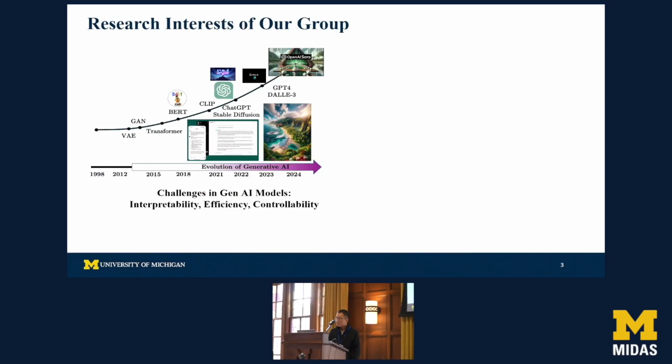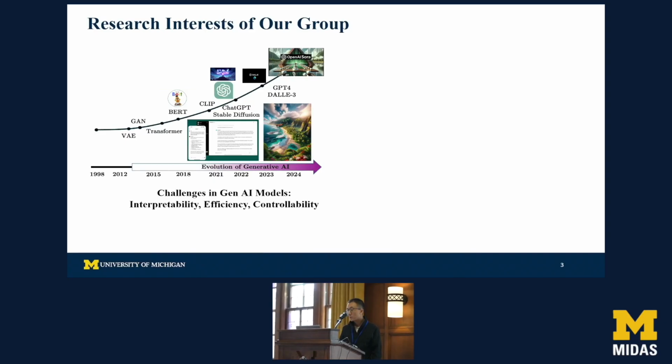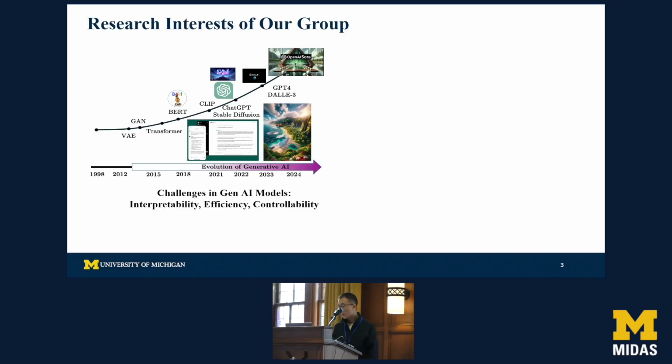Recently, I'm very excited about these generative AI models. They actually started just around 12 years ago, from the variational autoencoder. If you look at vision, like generating images, we have VAE, GAN, and more recent DALL-E and Sora models. For language models, we have transformers, CLIP, the ChatGPT moment, GPT-4, and more recent DeepSeek models. My group has been working on improving the interpretability, efficiency, and controllability of these models.